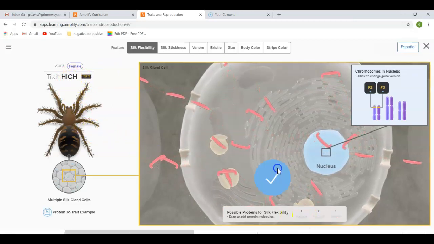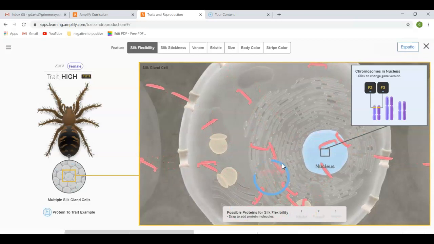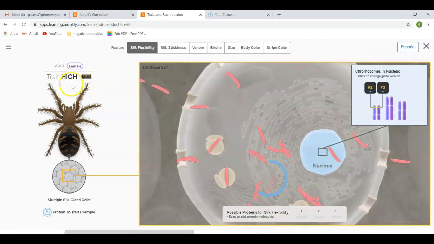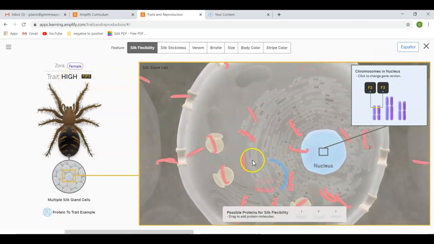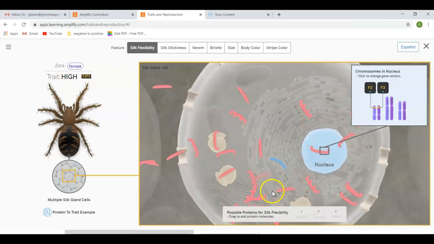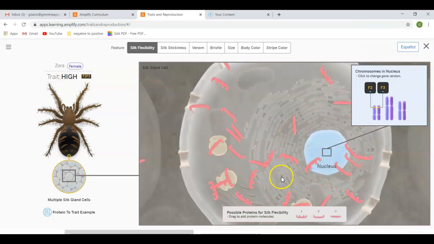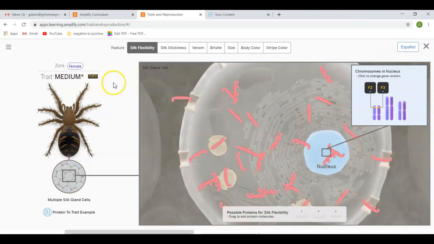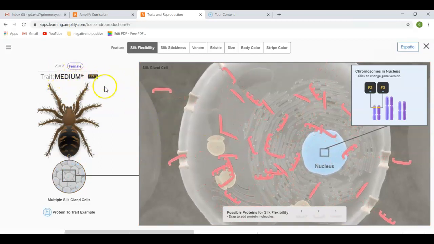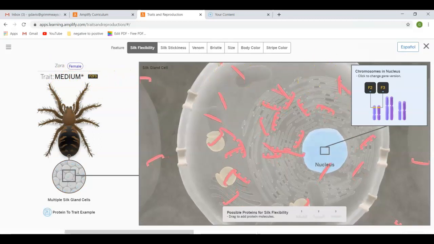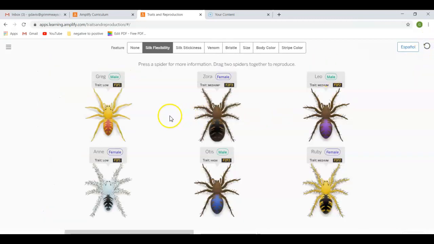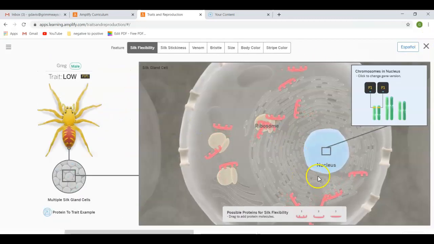So I'll do it again just so you can see it again. See, they're producing all right here. She's still at a high. A few more getting produced. A few more. Alright, she's not producing them anymore, but now they're floating around. Oh, and she changed to medium. Alright, so let's go see what happens to Greg when I make him produce what she produces.